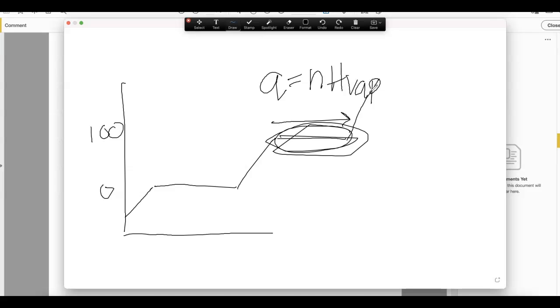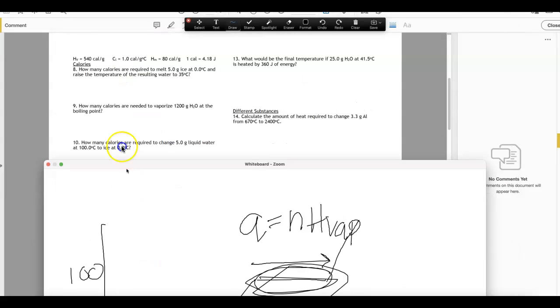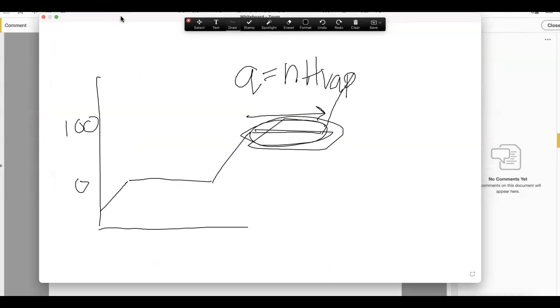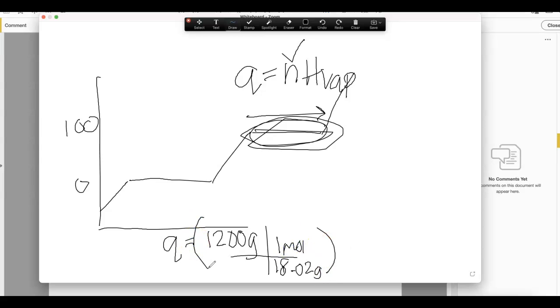Well, they say calories. Well, I don't care about calories right now. Just convert to calories at the end. Do the problem just like it says. So n is moles. It was a lot of water, right? Was it 1,200 grams or something like that? Okay, so Q equals 1,200 grams of water, and I need moles, so I need to turn this into moles. 18.02 grams per mole. Okay, that gives me n.